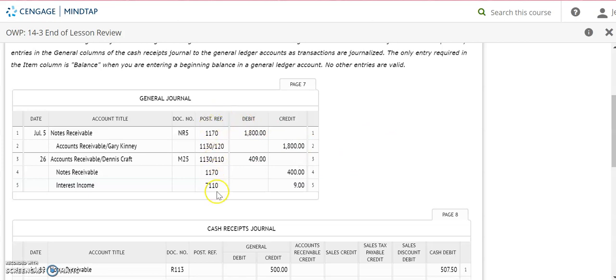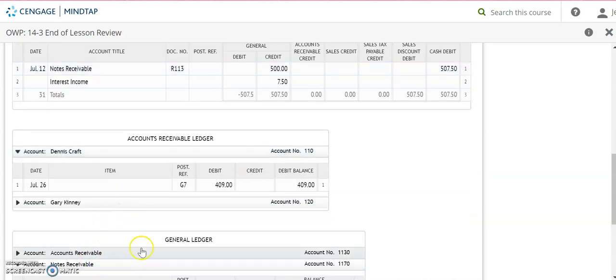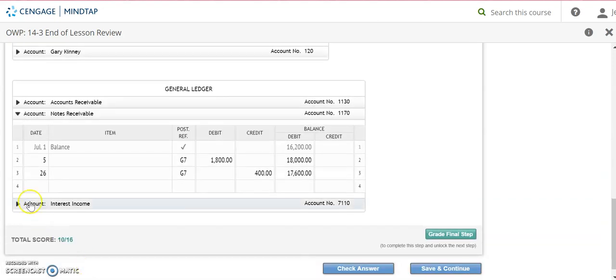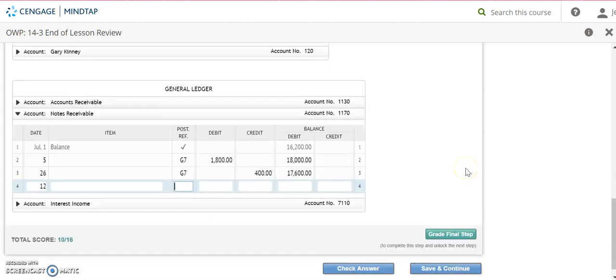Okay, so my post reference column is filled in on my general journal. So I'm going to now move down to my cash receipts journal. I'm looking at each line. I'm going to look at my account title column. I'm posting first to my notes receivable. The date is the 12th. So this is going to be out of order here. That's okay. When I look at my post reference, I'm going to use CR for cash receipts, page 8, so CR 8.